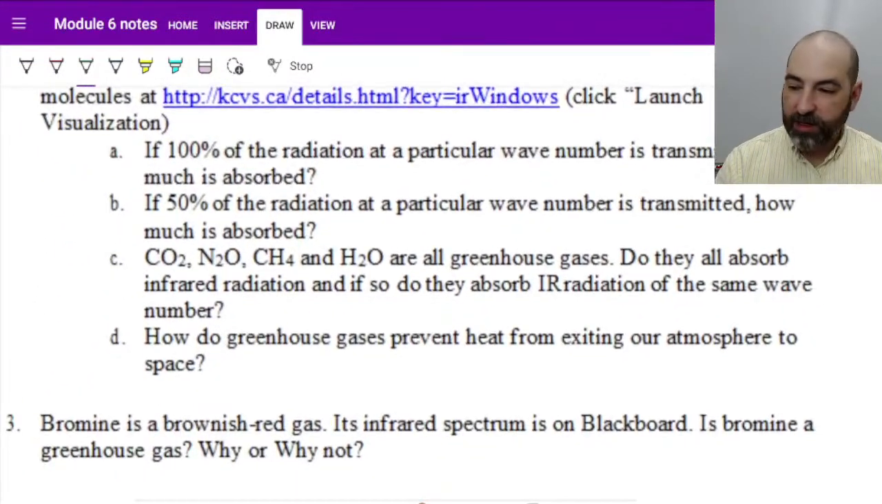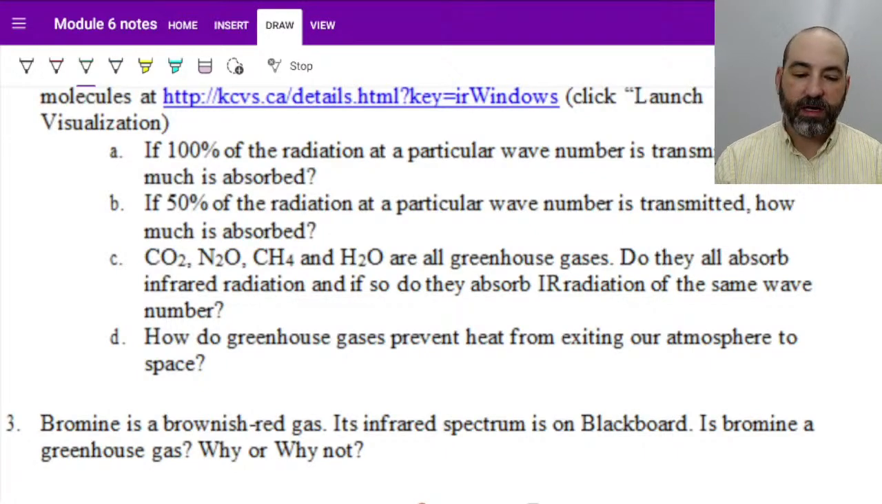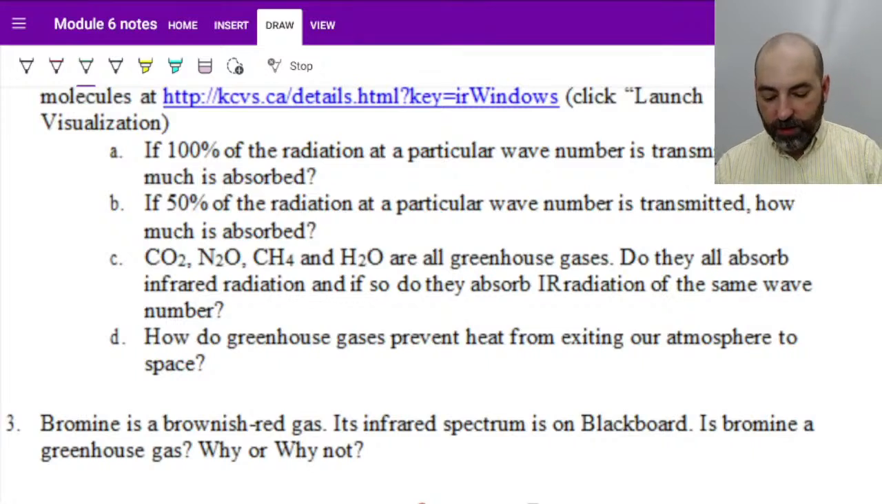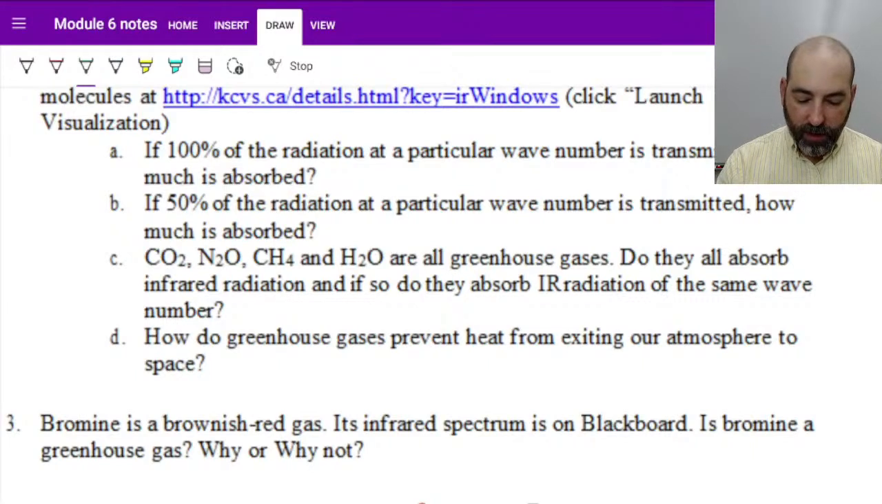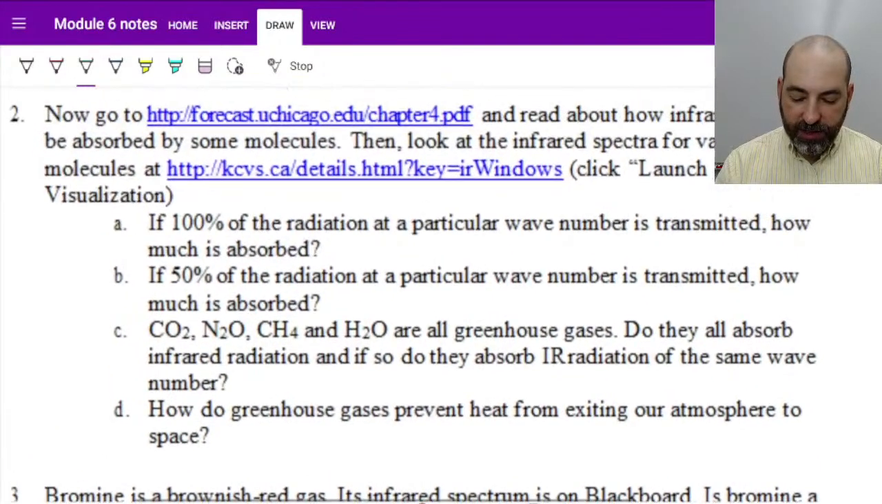So then we're going to talk about infrared light absorption by molecules. So once we know what infrared light is, we can look at how it's absorbed by molecules and whether or not that can help us determine whether those molecules will act as greenhouse gases or not. This one trips people up a little bit, I think because the questions are almost too simple. So let's look at it together.